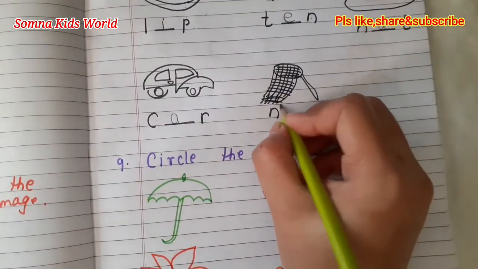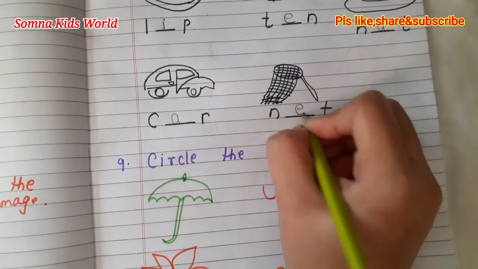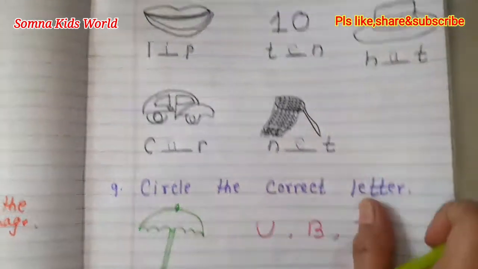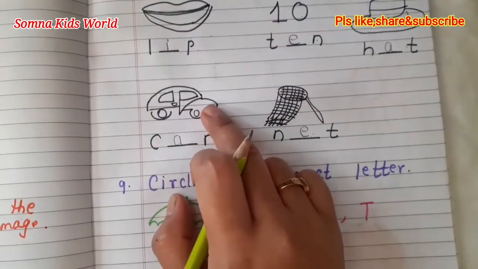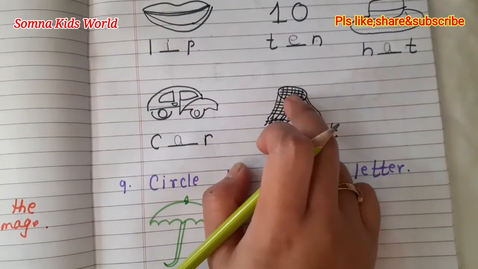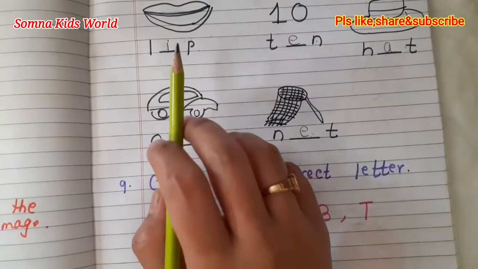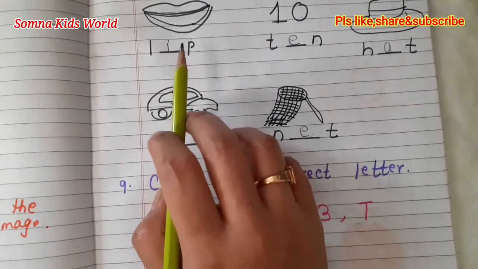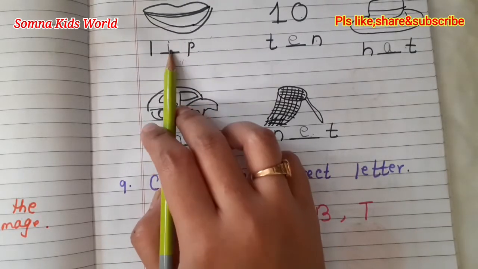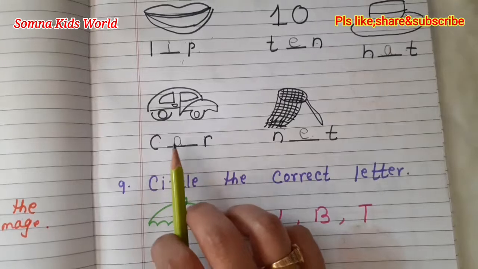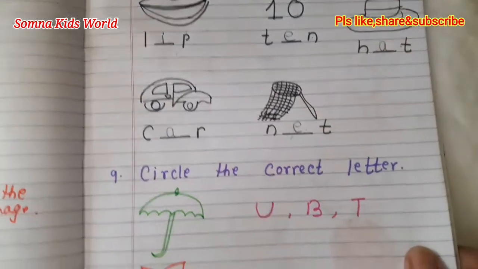It's a picture of a net. N, E, T, net. So actually here we have to give the vowels. So A, E, I, O, U. Within that, according to the vowels only, we have to give the missing letters like I, E, A, E, like that.